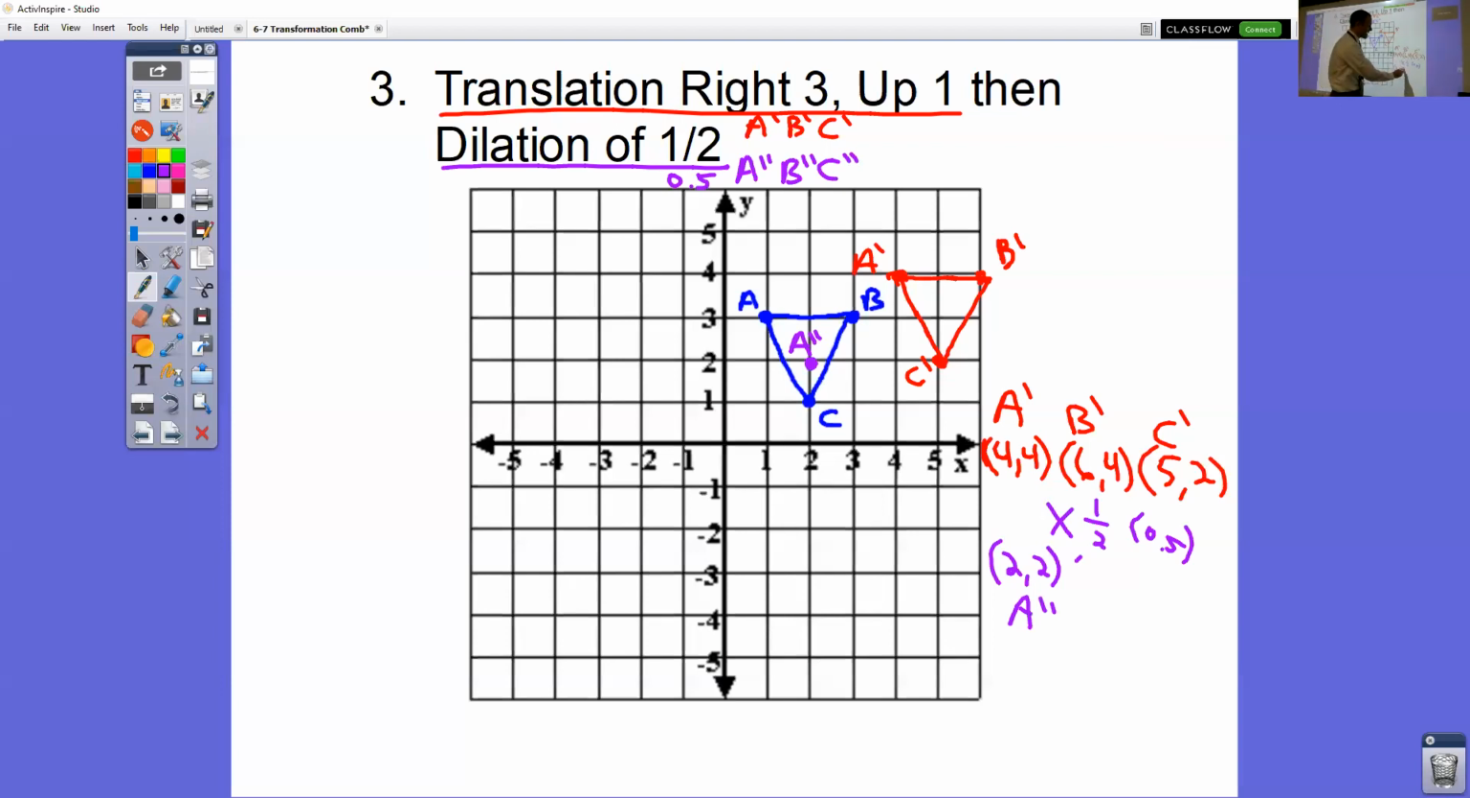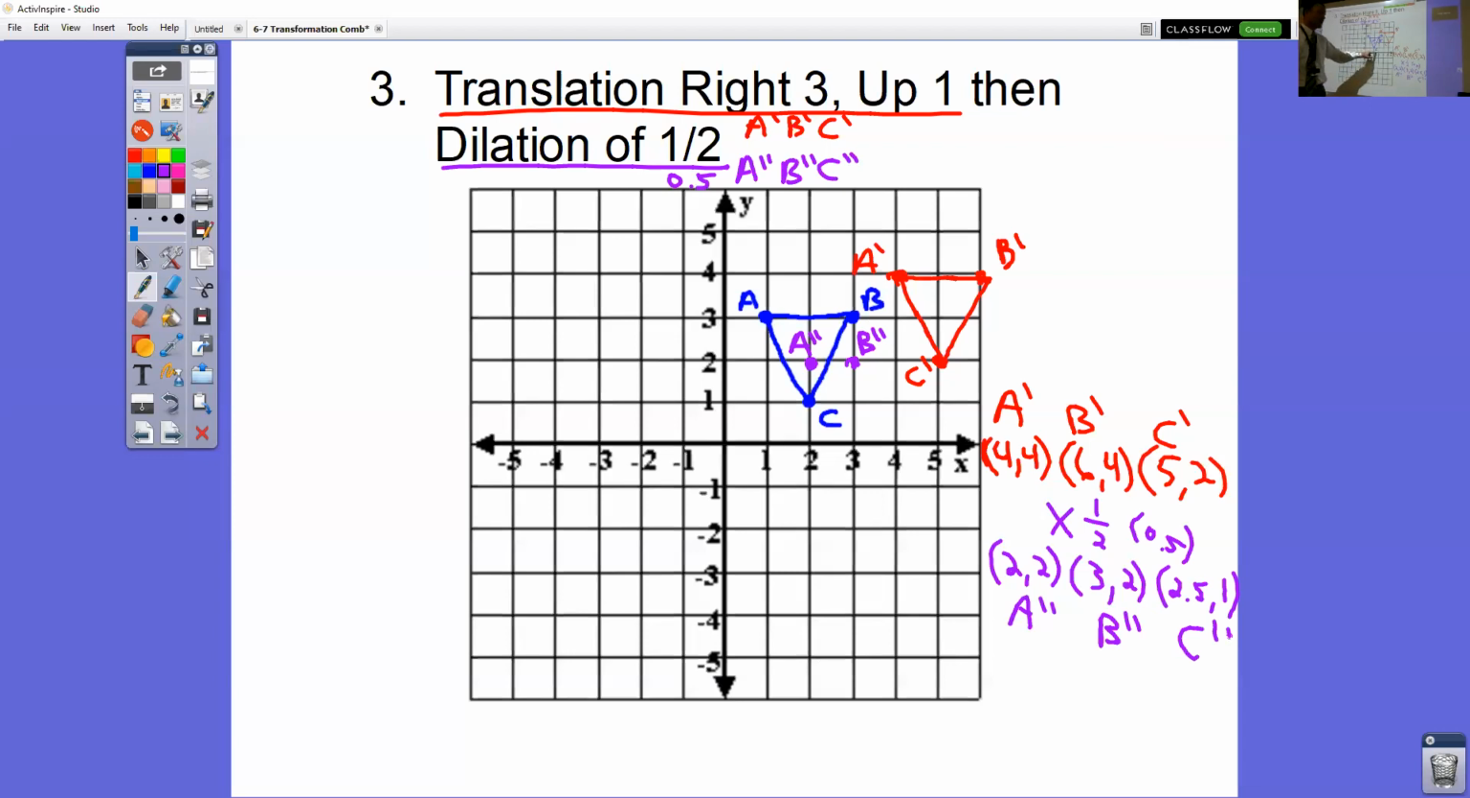6 times 1/2. Half of 6 is 3. 4 times 1/2 is 2. So this is my new B double prime. Over to 3, up to 2. And then C double prime, 5 times 1/2. Half of 5 is 2.5. It's okay to get decimals. Half of 2 is 1. So 5, 2 becomes 2.5, 1. And this is C double prime.